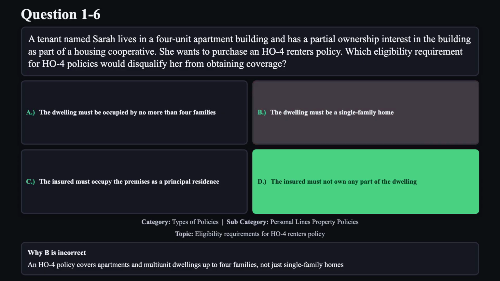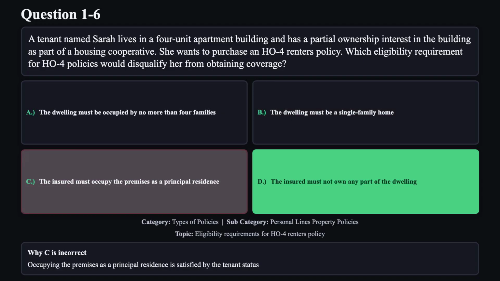Reason B is not correct. An HO4 policy covers apartments and multi-unit dwellings up to 4 families, not just single-family homes. Reason C is not correct. Occupying the premises as a principal residence is satisfied by the tenant status.